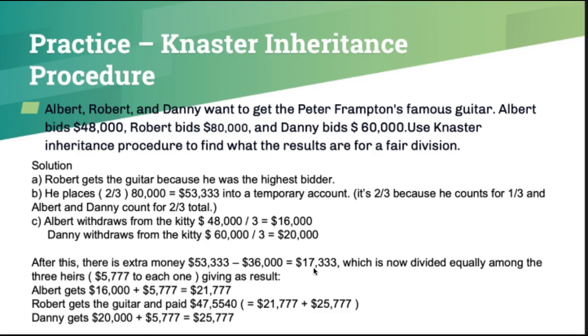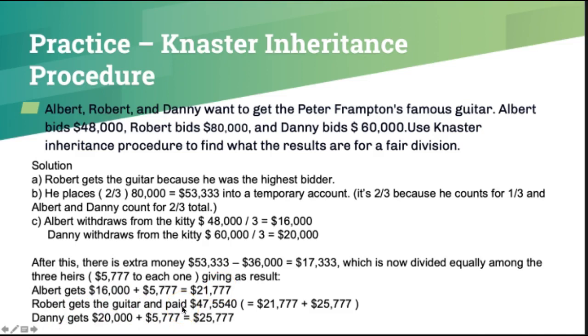So let's see, here we go. Albert had already taken out 16,000, and then he takes his portion of what was left, which is 5,777. So this is the total of what he gets.